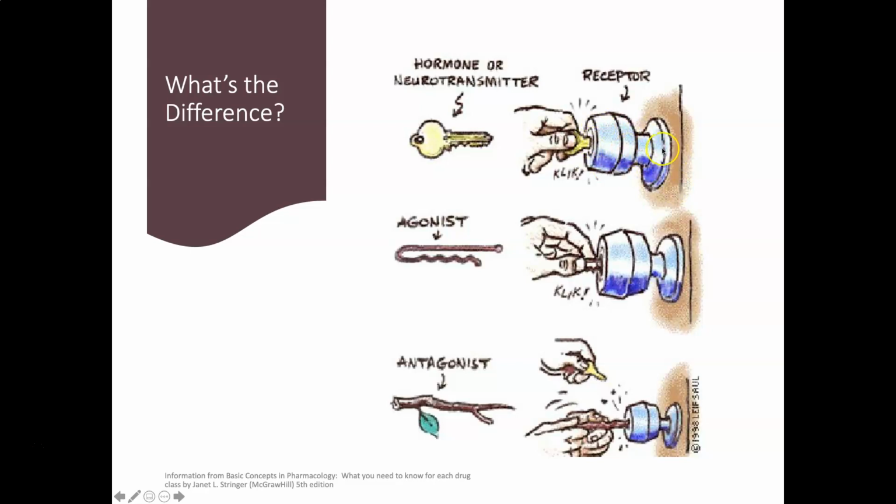And in order to open the door, you need some type of key, so to speak. Typical keys that fit perfectly are like hormones or neurotransmitters. That's a natural physical occurrence, a chemical occurrence in the body that is designed to fit that lock, turn the doorknob, and open the door. Okay? So hormones or neurotransmitters, they are the real key to the door.